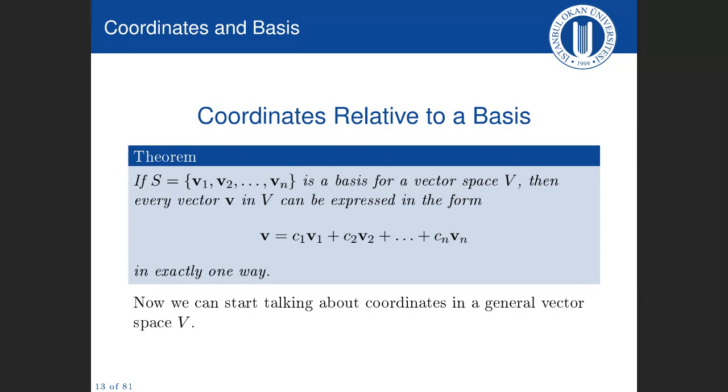If the span of S is equal to V, that means any vector v can be written as a linear combination of the vectors in capital S. And if the vectors in S are linearly independent, that means we can do this in exactly one way. We're going to start talking about coordinates in a general vector space V.